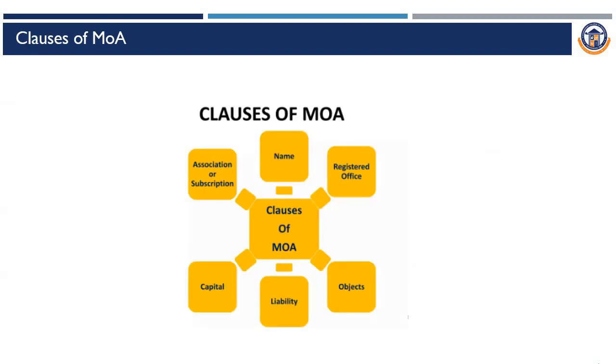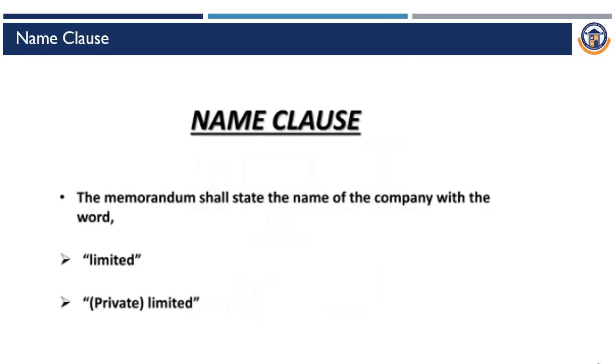Let us see the various clauses of the MOA, the Memorandum of Association: name clause, registered office clause, object clause, liability clause, capital clause, and association or subscription clause. Let us see the clauses one by one. Name clause: the memorandum shall state the name of the company with the word Limited or Private Limited. So in this clause, whether it is a limited company or a private limited company, that information will be there.